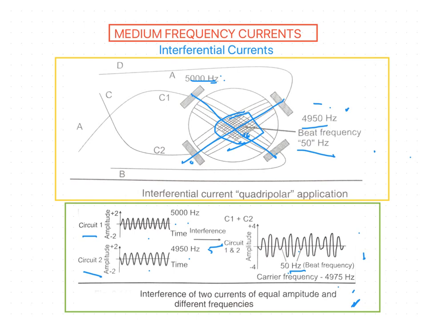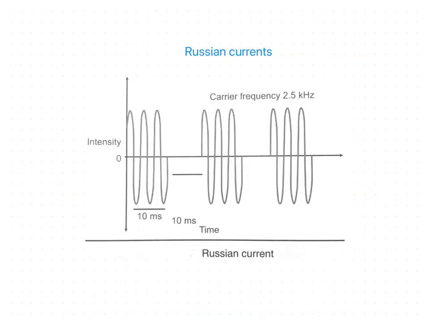Next we will move on to the next type of current, that is Russian currents. This current was developed by the Russian scientist Yakov Kots for increasing muscle force, that is, increasing the maximum voluntary contraction. Russian currents are alternating currents at a frequency of 2.5 kilohertz, or 2500 hertz, burst modulated at a frequency of 50 hertz.